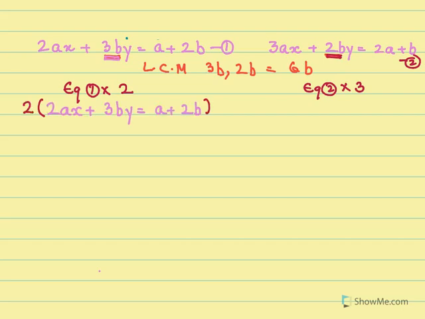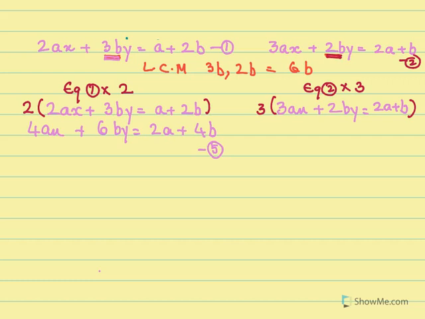This is my equation 1. I'm going to multiply it by 2. And this is the next equation of mine. 3ax plus 2by equal to 2a plus b. And I'll multiply this one by 3. So I'm multiplying here 2 into 2ax will be 4ax. 2 into 3 is 6by, which is 2a plus 4b. I will mark this as equation 5. Here on multiplying, I get 9ax, 6by equal to 6a plus 3b. And we will mark this equation 6.